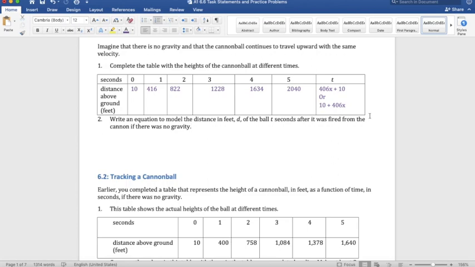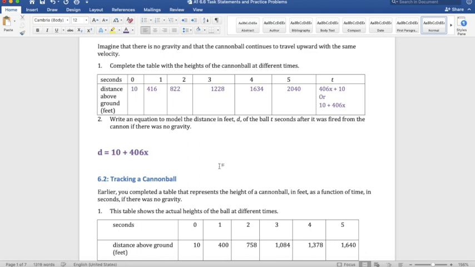So write an equation to model this. Now that we have our expression, let's use that expression to write an equation. Well, slope-intercept form wasn't mx plus b, it was y equals mx plus b, or distance, d equals mx plus b. So d equals 10 plus 406x. Make it nice and bold, nice and big.